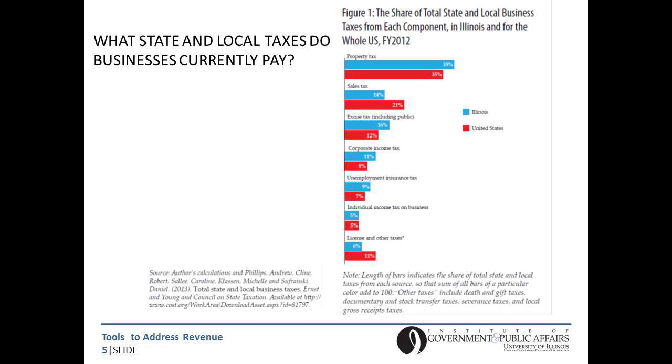After that, the sales tax contributes 14%. Other kinds of excise taxes contribute about 16%. The corporate income tax, which probably gets most of the attention, contributes only 11% of the revenue that businesses pay. So when we think about business taxes, we should really think particularly about property taxes, and then to a lesser extent about sales and other kinds of business taxes.